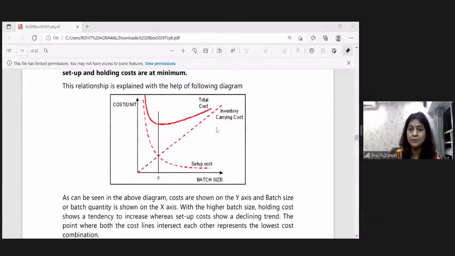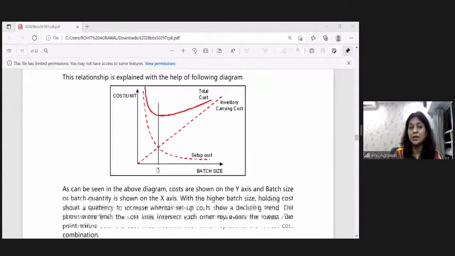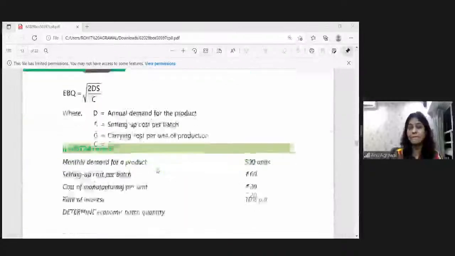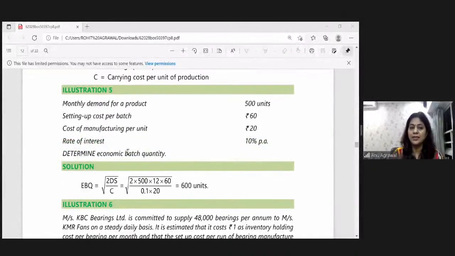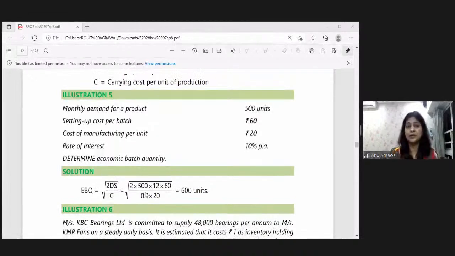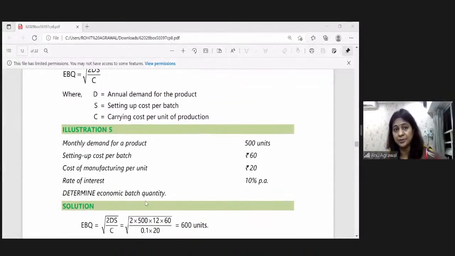This diagram, you've already seen it at the time when you did inventory. Instead of ordering, there is setup cost. The point at which both of them meet, at which they're equal, is the economic batch quantity. The formula remains the same. Instead of EOQ equal to root of 2AO divided by C, here it becomes D, which is the demand for the product, and S will be the setup cost per batch.